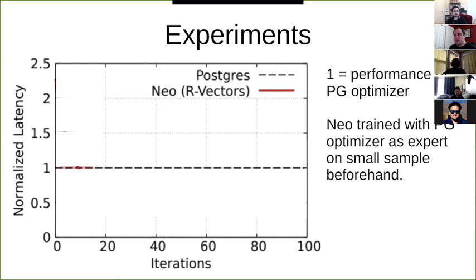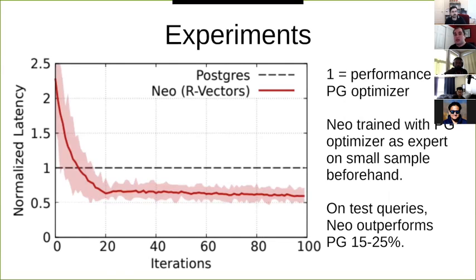The first experiment that we ran was we compared Neo against the Postgres optimizer. So in this experiment, what we did is we normalized all the latencies to 1. So that line that represents 1 there is the performance of Postgres. And then we used Postgres as a simple expert optimizer to bootstrap Neo. And when we did that, we got this performance curve.